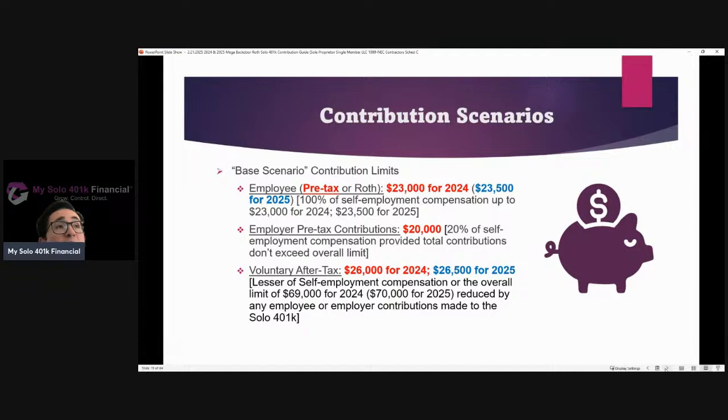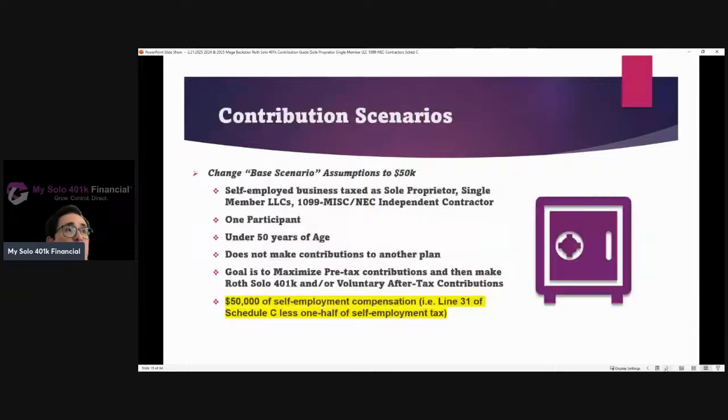Now for 2025, they're going to be able to contribute in that scenario $23,500 as a pre-tax employee, the same $20,000 pre-tax employer, and then they can do the difference up to $70,000 as a voluntary after-tax, and then move the funds over from the after-tax to the Roth. So for 2025, they'll end up with $43,500 in their pre-tax solo 401k account, $26,500 in their Roth solo 401k account. So now let's change the basic scenario.